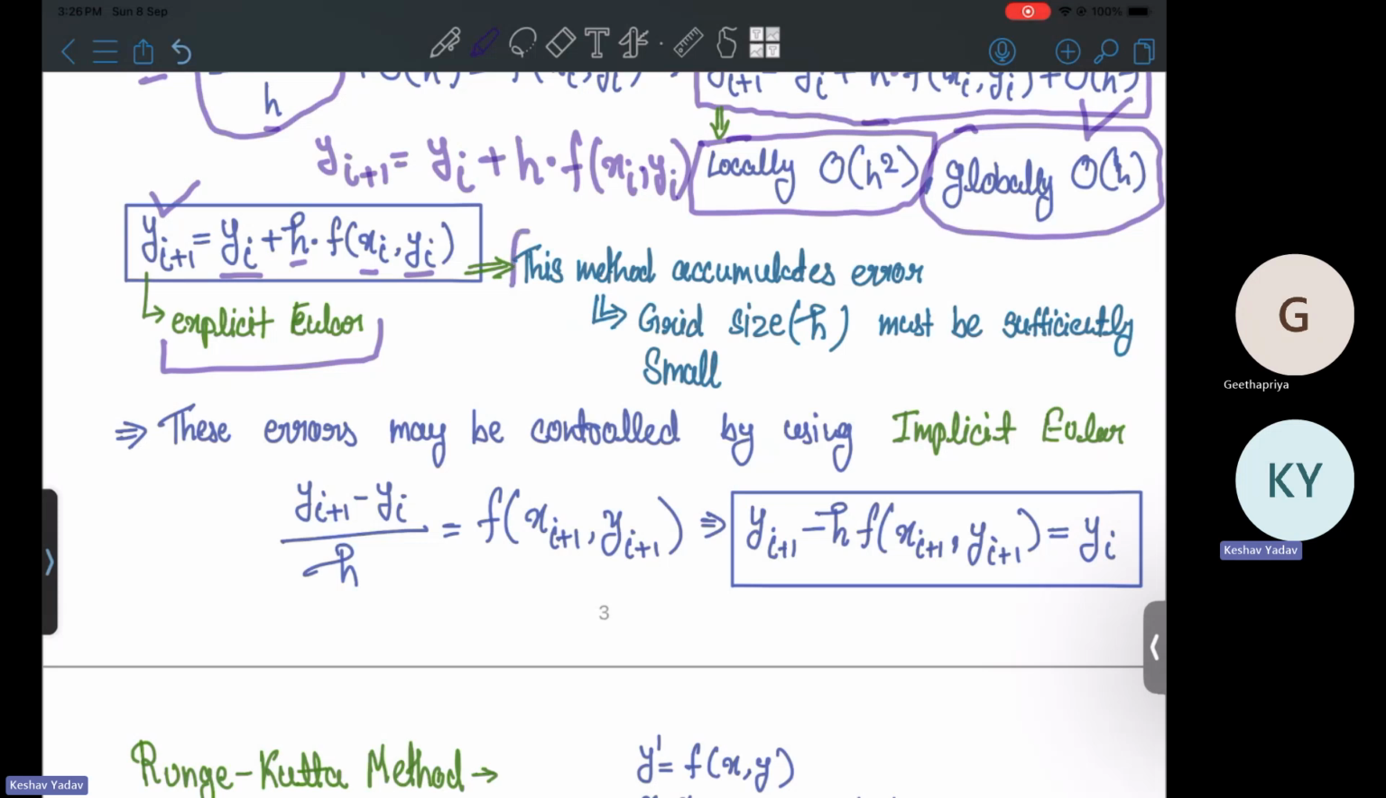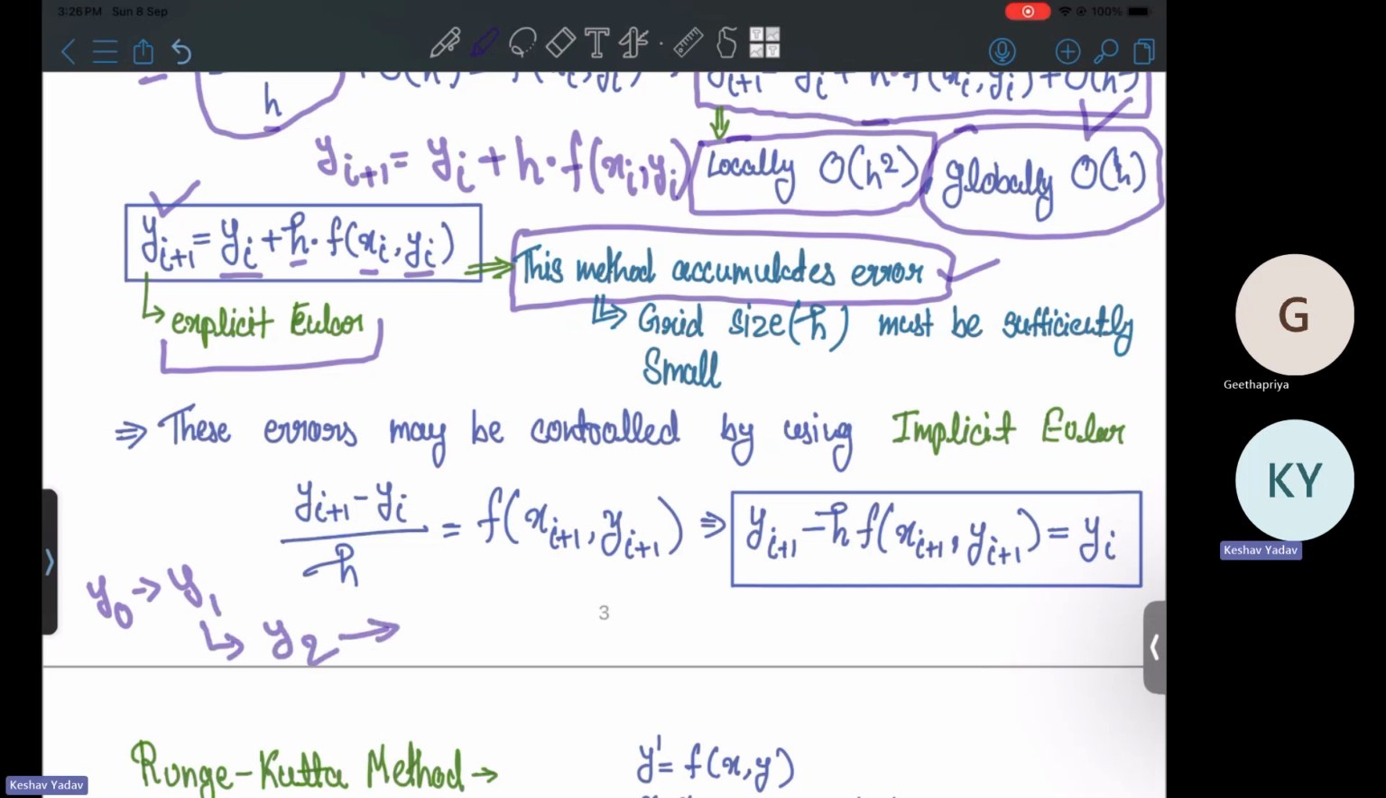But there is one issue in this explicit Euler method. As we move forward, suppose using y0 you have found y1, then using y1 you have found y2, using y2 you have found y3. As you move forward, some error will be involved here, some error here, some error here, the truncation error. So these errors will accumulate as we move in the iterations. This is the issue with the explicit Euler method.